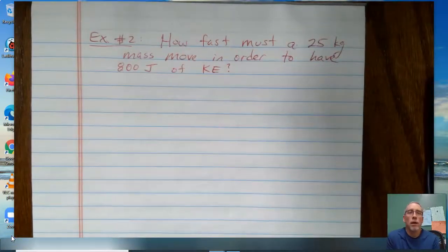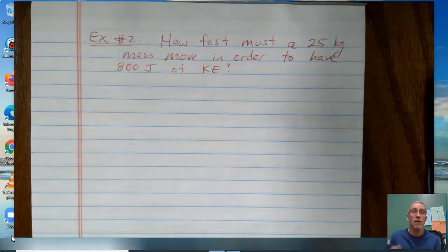Okay, so here's our second example problem. You can pause this as you maybe write the problem down so you have it in your notes. How fast must a 25 kilogram mass move in order to have 800 joules of kinetic energy? Okay, so look what's being asked for here. We're asking for how fast. That's the speed. That's the v symbol in our equation. And we're given the mass, and we're given the kinetic energy.